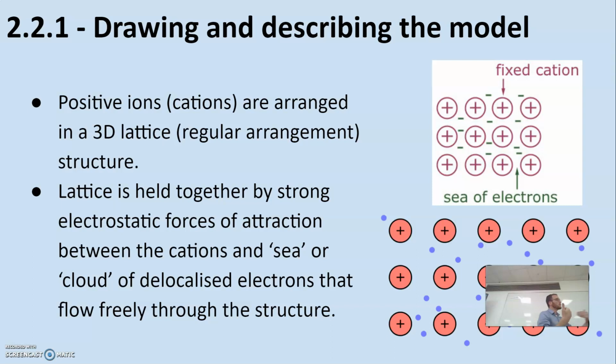The force of attraction between that sea of electrons and the cations is really strong. It's also an electrostatic force of attraction, like ionic compounds. All bonding is electrostatic, which is simply the positive and negative, opposing charges attracting one another. In ionics, it's the anion and the cation. In metals, it's the cation and the sea of electrons whizzing around.